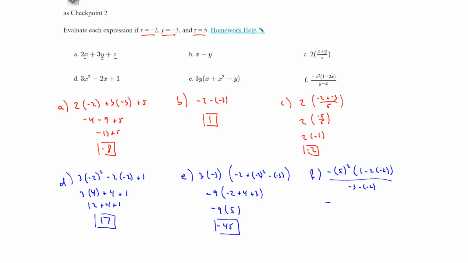Let's just be careful. 5 squared is 25. The negative follows, so negative 25. And then we have 1 minus 2 times negative 2, so it'd be 1 plus 4. And then negative 3 minus negative 2 is plus 2, so that's negative 1. So it looks like we'll get negative 25 times 5 divided by negative 1, or negative 125 divided by negative 1, and that's 125. So a lot going on in that one, but just be careful with doing each of the individual parts as you go along.